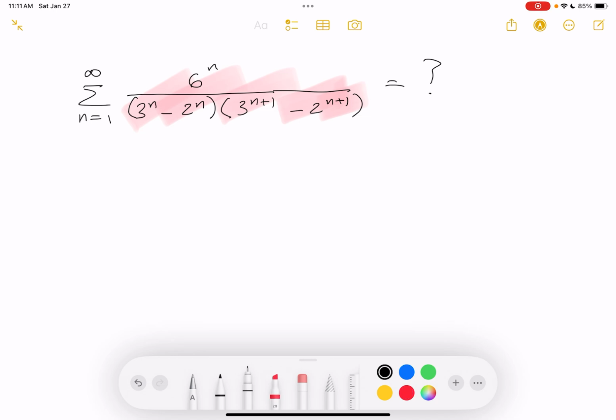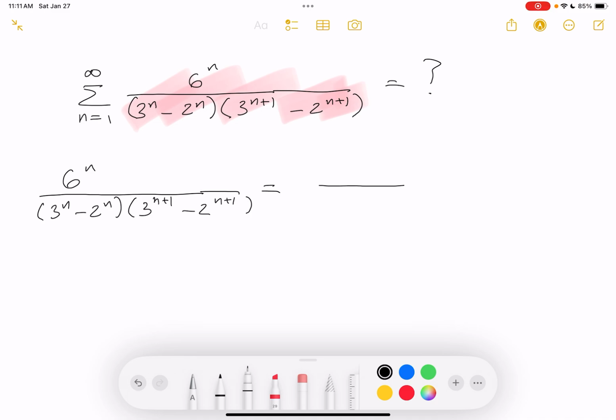All right? So I'm going to write that down. It's 6 to the n, and this is 3^n minus 2^n. It would be nice if it were a partial fraction, though, and I'm hoping that we get a telescoping series at some point. But I don't see it right now.